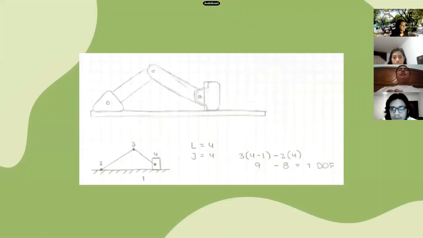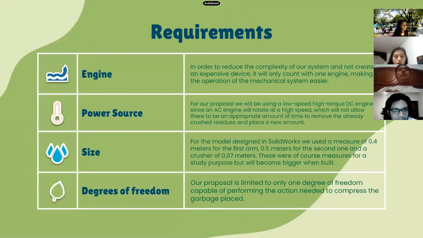And well, this is a simple drawing of our mechanism, where you can see the 4 links, the 4 joints, and the degrees of freedom equation. Our proposal has the following requirements. First, the engine: in order to reduce the complexity of our system and not create an expensive device, it would only have 1 engine, making the operation of the mechanical system easier.